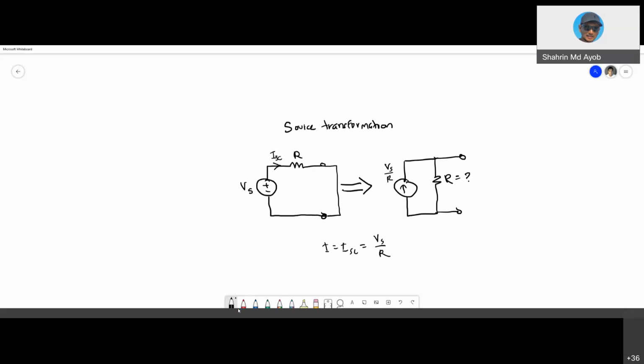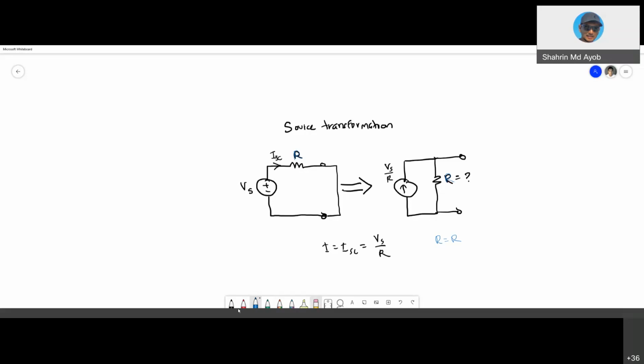What about the resistor value? The resistor value is actually the same. If this one is 10 ohm, this one is also 10 ohm. There is no change in the value of the resistor.